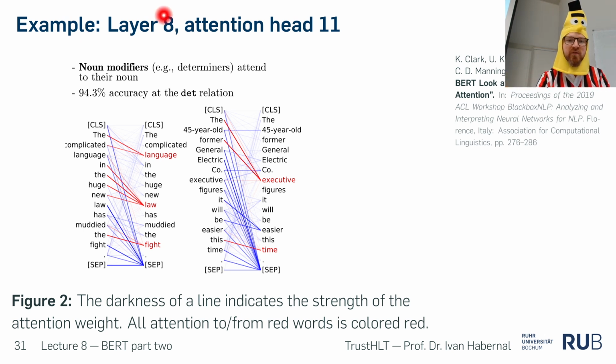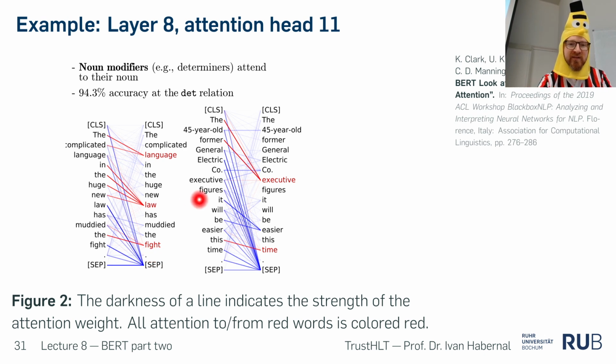There's one example. You take the sentence, "this is like the complicated language in the huge new law has muddied the flight." I have no clue where it's coming from. Wikipedia, whatever. So this is the sentence, and they look at the attention between each word and each word. The darker the line between these two words, the stronger the attention, the strength of association, between these two words is.